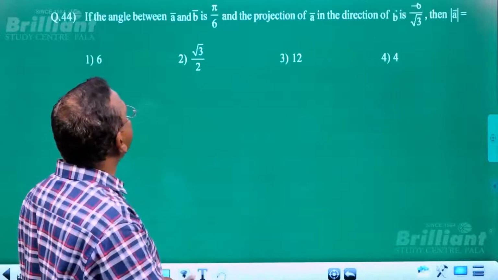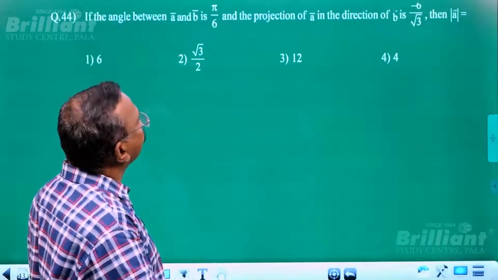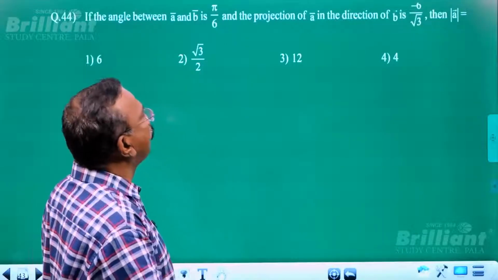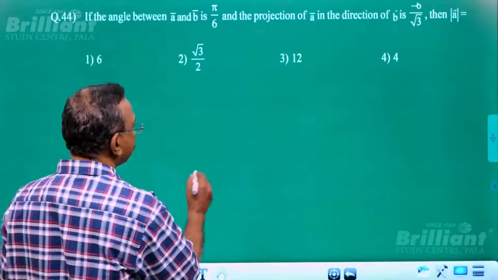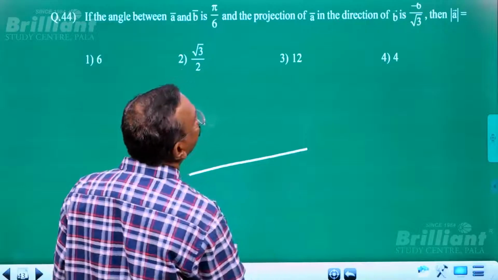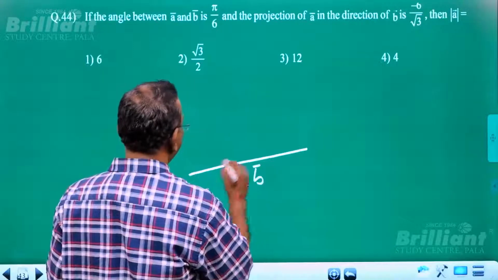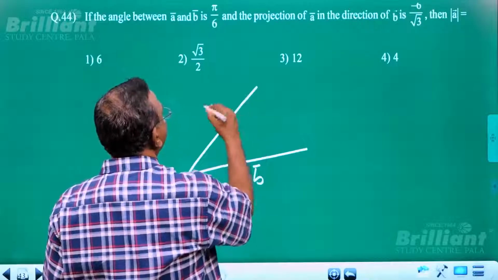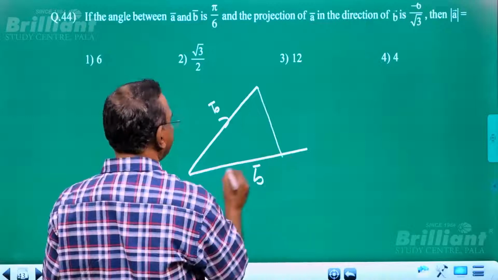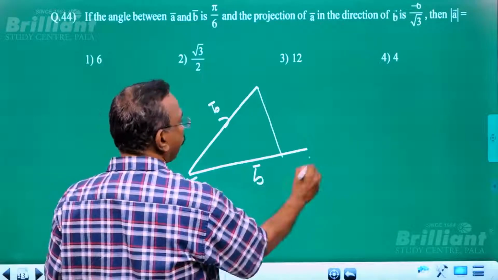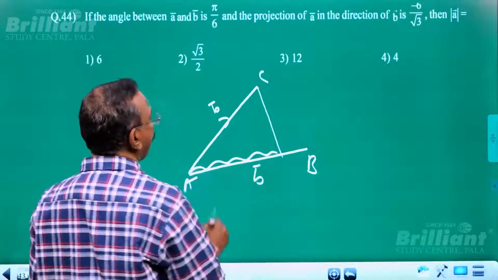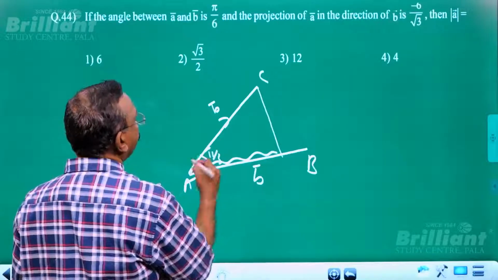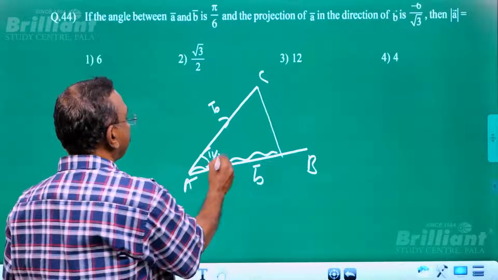The angle between A bar and B bar is pi by 6, and the projection of A bar in the direction of B is minus 6 by root 3. Then what is mod A bar? You know, this is actually B bar, and here I mark them as A bar. If you mark this length as the projection, I mark this one as A, and here it is B and C. So this is the projectional length, and this angle is equal to pi by 6, which is given there.